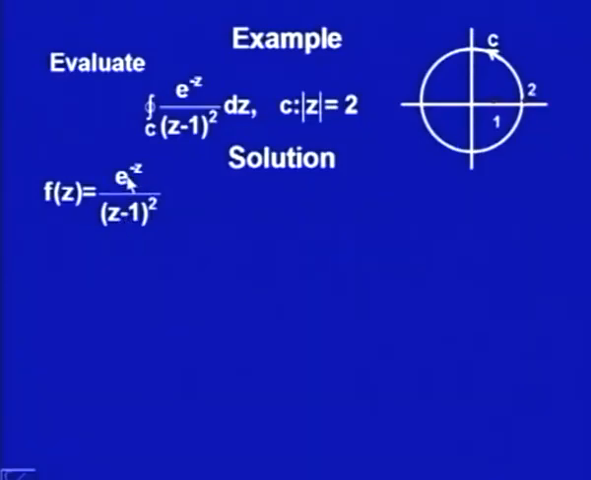The function is a ratio of two functions. The numerator, e to the power minus z, is an entire function. The denominator is (z minus 1) whole square, which has a zero at 1, and the order of the zero would be 2. So this has a pole of order 2 at 1, or it is an isolated singularity at 1. And 1 is inside this region of integration, or this contour.